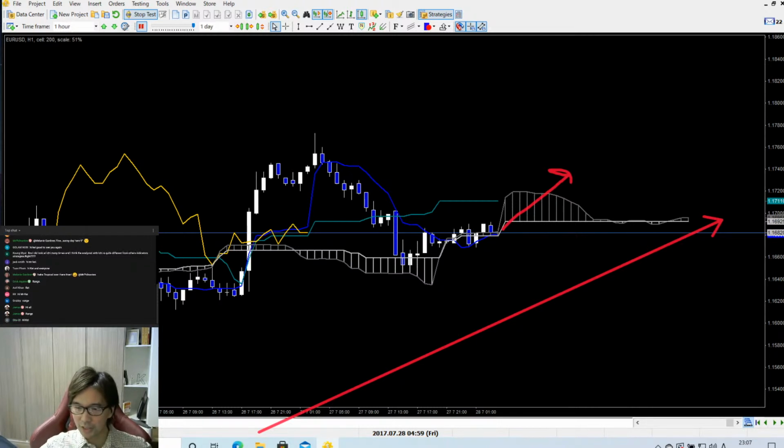He says, I did look at Ichimoku many times and I think the analysis with Ichimoku is quite different from other indicator strategies, right? Yep, Ichimoku strategy is different from other indicators or strategies, for sure. Yeah, Ichimoku is unique by itself.